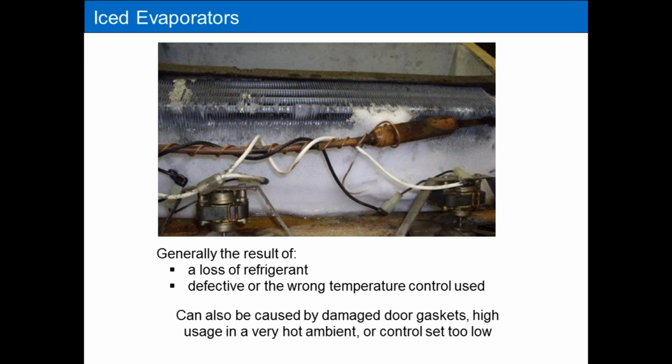opening the door, or the gasket, the door never closes properly, so it never seals the compartment so it can drop temperature. So a damaged door gasket, high usage in a high ambient, or particularly a temperature control that's just set too low. Those are some things that can cause you to have an iced evaporator, and we're going to talk about how you can determine which is which. So you have an iced evaporator, you have to decide whether it's a loss of charge, a temperature control issue, or just high ambient or bad gaskets.